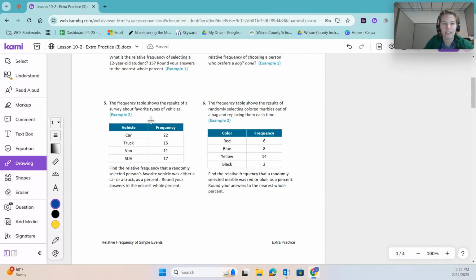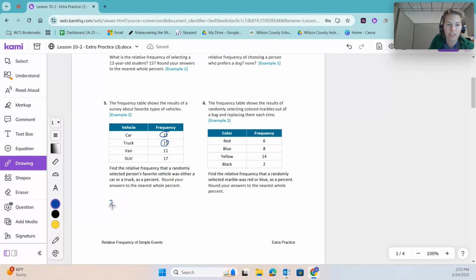Then this one is a frequency table. It tells you how many times it was drawn in a table format. Find the relative frequency that a randomly selected person's favorite vehicle was either a car or a truck. So that's a car or a truck, both of them together.